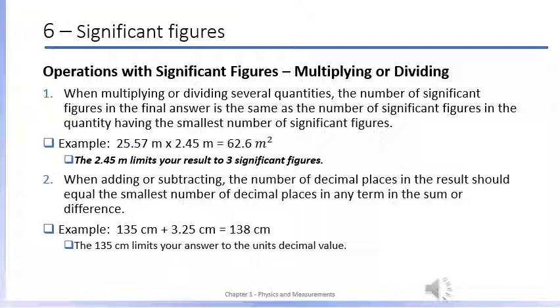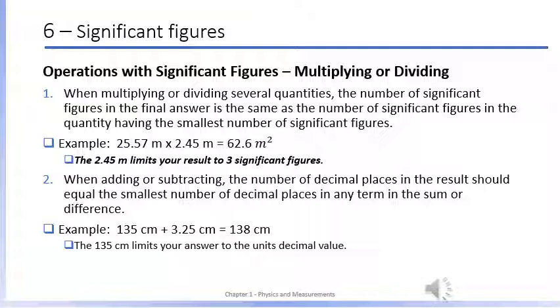So the final answer is 62.6. You should stop at 6. If you are using your calculator, you will obtain 62.6 with other numbers. So we limit our figures to the lowest number of figures in the multiplication.